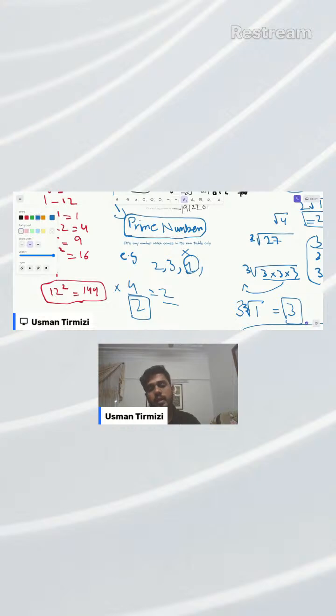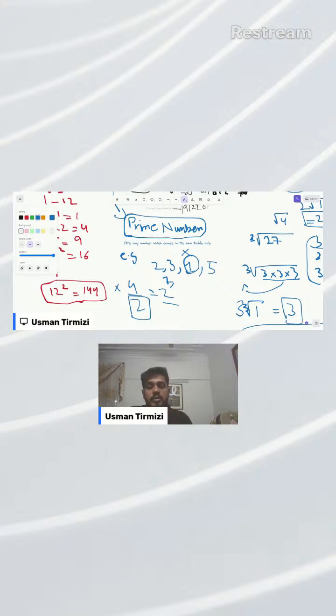And 5 is a prime number. 6 is not a prime number, right? 7 is a prime number. And then we cannot take 8 as a prime number. We cannot take 9 as a prime number because 8 can be divided by 2, by 4, and by 8, obviously. But 9 can be divided by 3, right? 10 can be divided by 2, and 10 can be divided by 5, right?